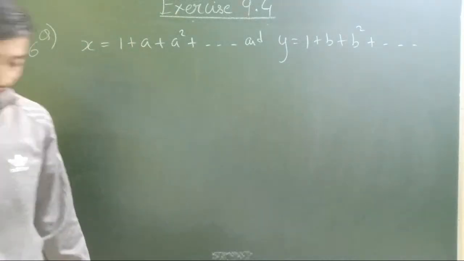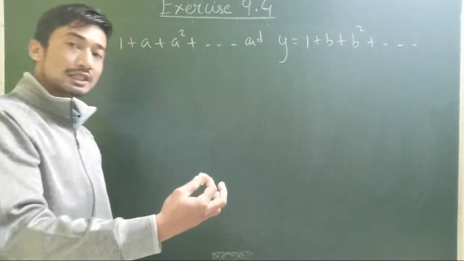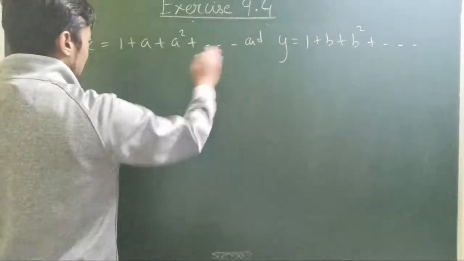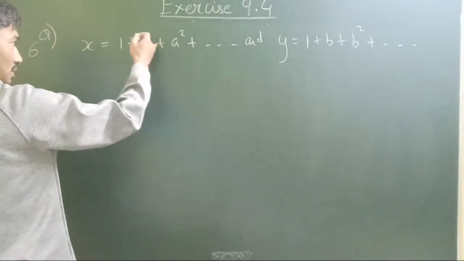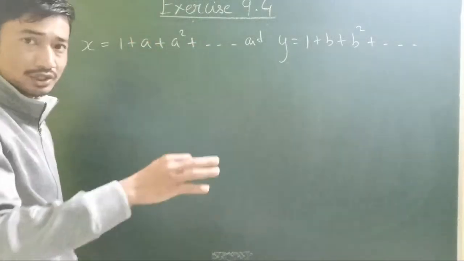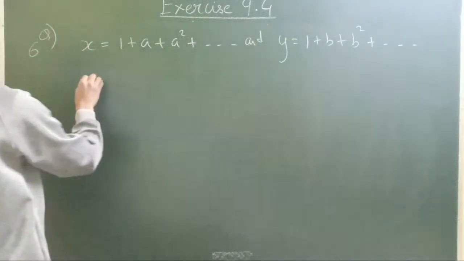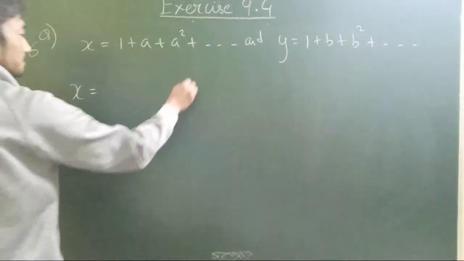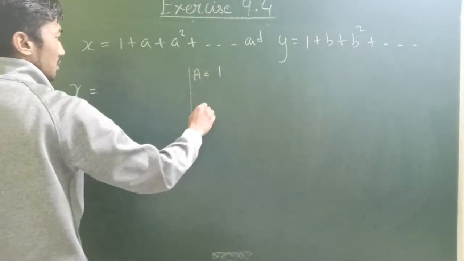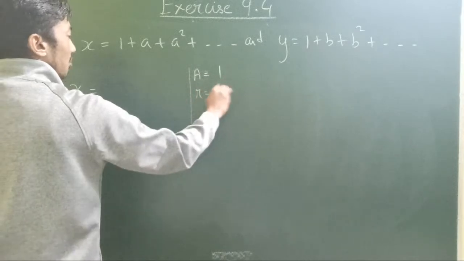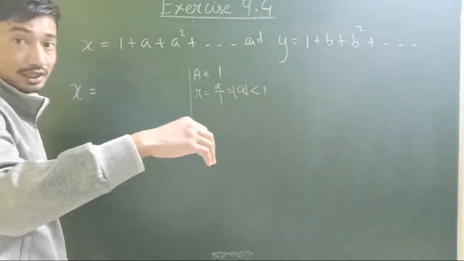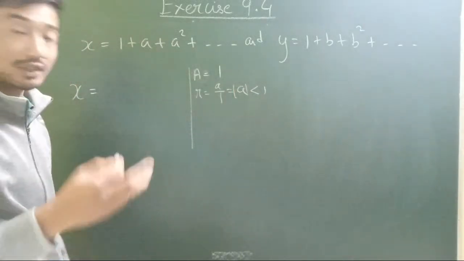Let's see what information we can derive from the information given by the question. See, this is an infinite series, and there is a common ratio, because a by 1 is a, and a square by a is a. So this is an infinite geometric progression. So that will be x equals to, what is the first term? First term I'll just denote by a. First term is 1. Common ratio is a upon 1, that's a. And it is given that the value of a is less than 1. So in that case, we can use the sum of infinite series here.